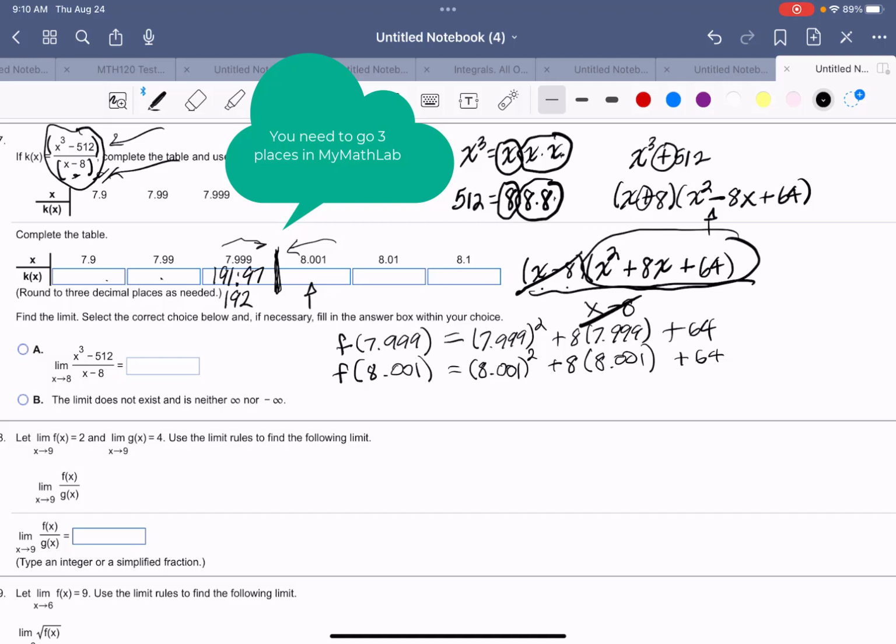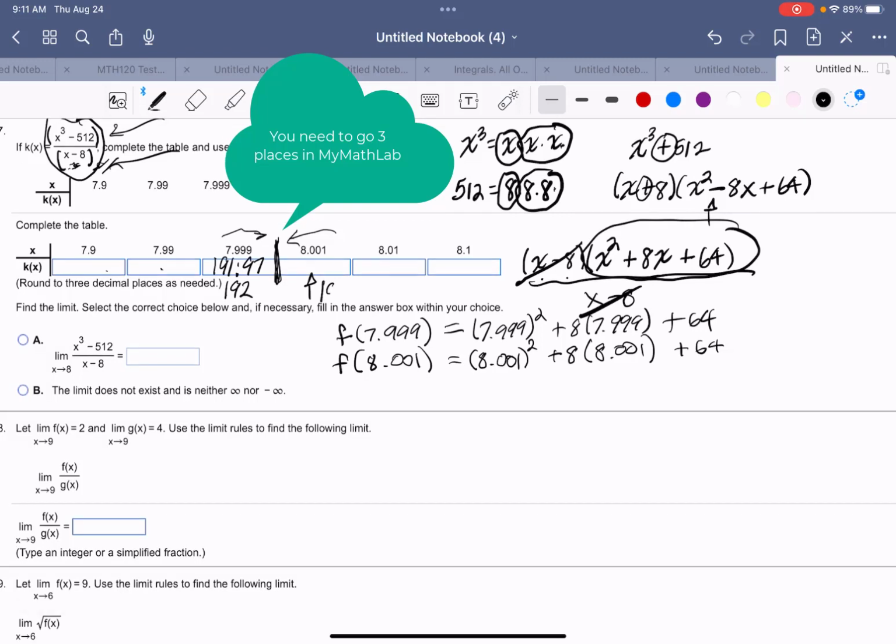The factoring makes it a lot easier, but again, if you don't recognize the factoring, it is okay to plug in as long as you're not plugging in an 8. Look, 8 won't work. That's a zero denominator. So 8.001 squared plus 8 times 8.001 plus 64. And look, that's also 192, because it's 192.02. So coming in from the left and coming in from the right, we're going to the same place. And that is 192. But this is a case where you can't simply plug in an 8, because if you plug in an 8, you get a zero denominator, you get an undefined expression.